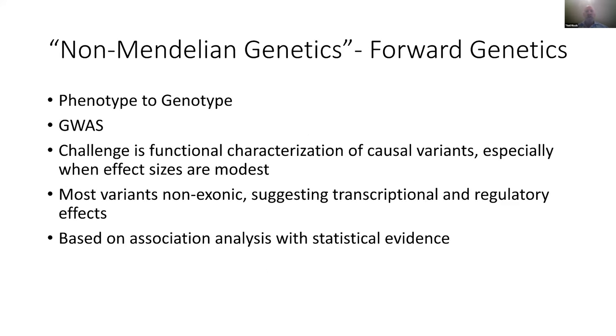Now, by contrast, I would characterize non-Mendelian genetics as forward genetics. Here you start with a phenotype and then you try to obtain a genotypic explanation. This would be typical of GWAS. The challenge, and the focus, is trying to functionally characterize these variants as causal. That's especially challenging because the effect sizes are modest. Most of these variants, as we've heard a lot about, are non-exonic, implying they're transcriptional and regulatory. And again, the contrast is that these studies are based on statistics. They require statistical evidence for association.